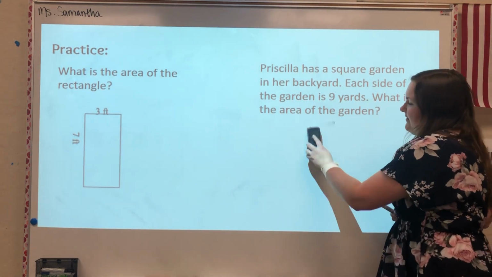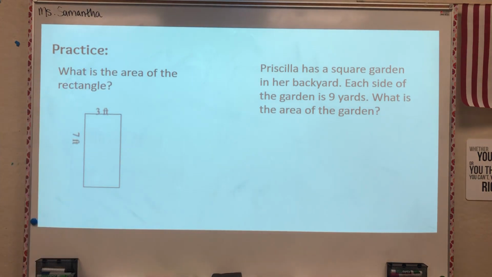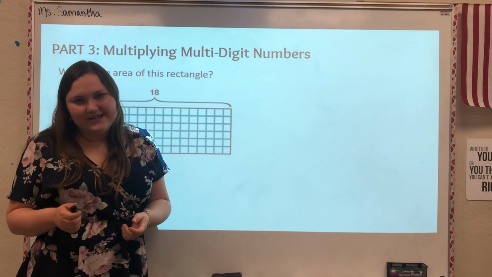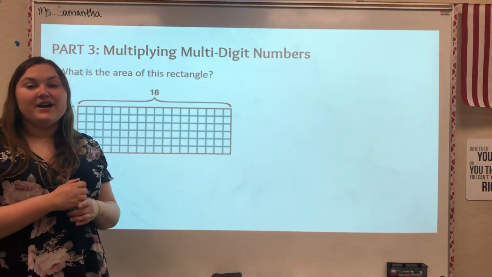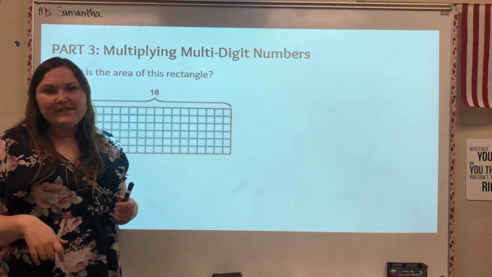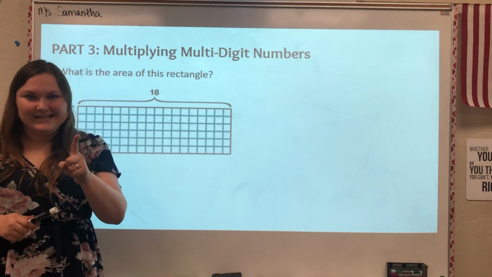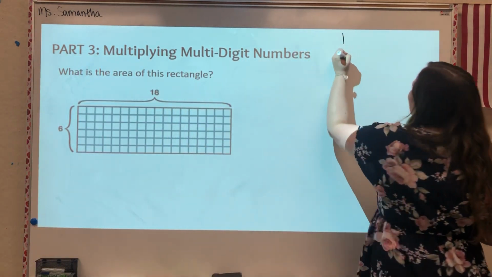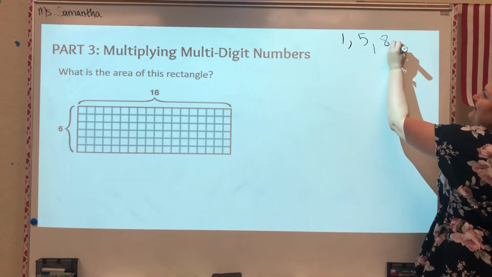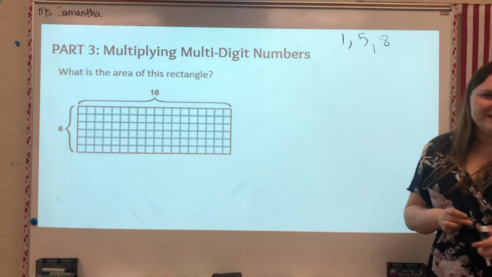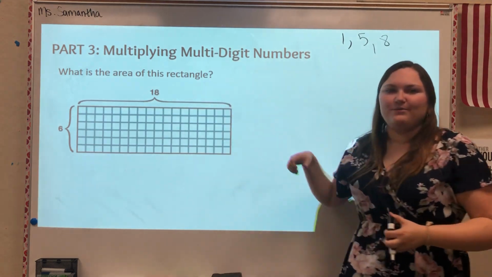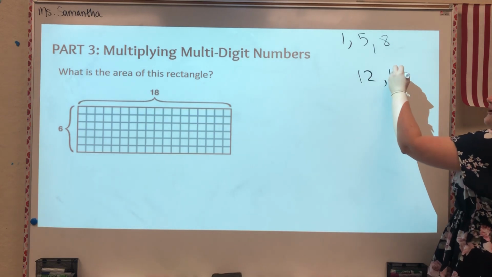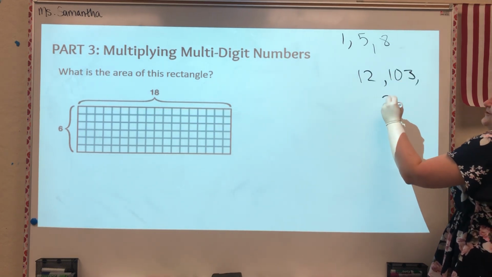The last part of this lesson is on how you multiply multi-digit numbers. So we said in this lesson we want to talk about multiplying whole numbers. All of the examples we've looked at so far have just been one digit, meaning I make up that number with a single number. So numbers like 1, 5, 8, those are all single digits. Multi-digit is going to be a number you make with more than one number. So for example, like 12, or 103, or 2,489.